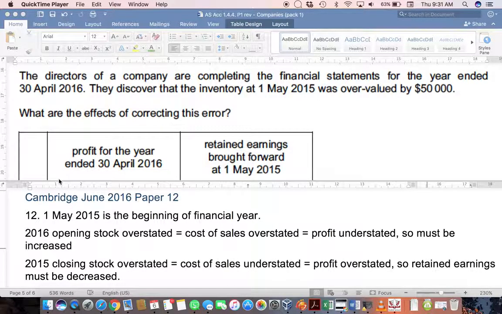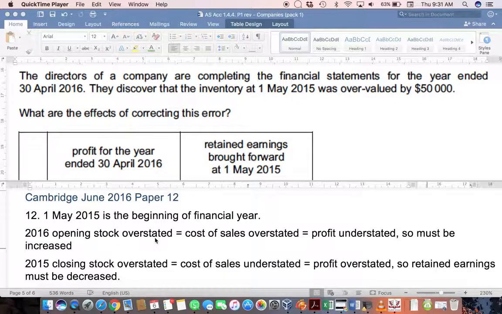They want you to show what would the effect be on this year's profits and what would the effect be on the retained earnings brought forward, because basically last year's profits would also be affected, and the way that you would need to correct that is by then adjusting your retained earnings account. So let's have a look firstly at this year.